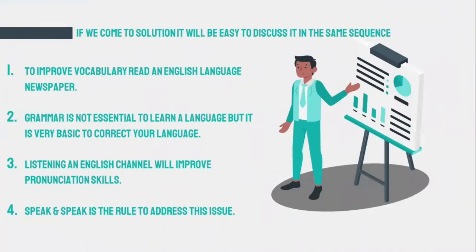If we come to solutions, it will be easy to discuss them in the same sequence. The first, to improve vocabulary, read an English language newspaper. The second, grammar is not essential to learn a language, but it is very basic to acquire a language. The third, listening to an English channel will improve your pronunciation skill. And the last is speak and speak is the rule to address this issue.